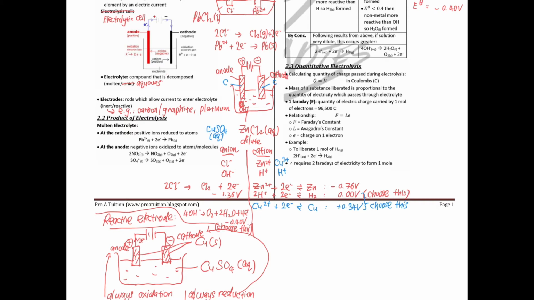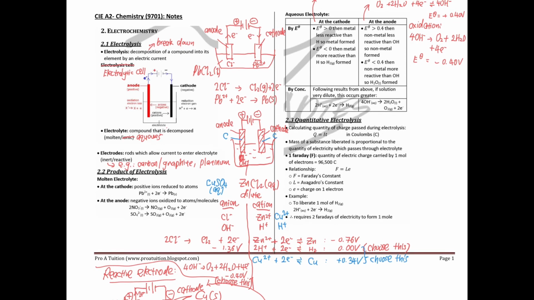Let's see the notes again. As you can see here in the table, on the right-hand side, E theta more than 0.4. The notes never swap. By right we have to swap because oxidation really happened. So if your E theta is more than 0.40, this is before the swap. Before the swap, it is positive 1.36.